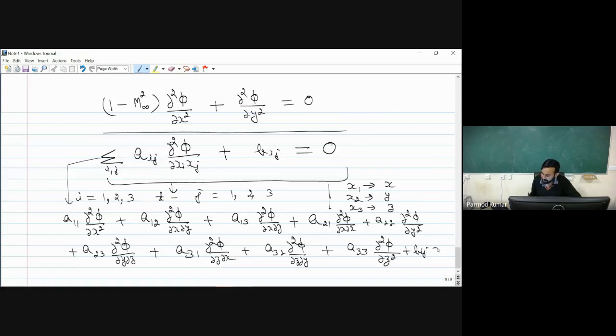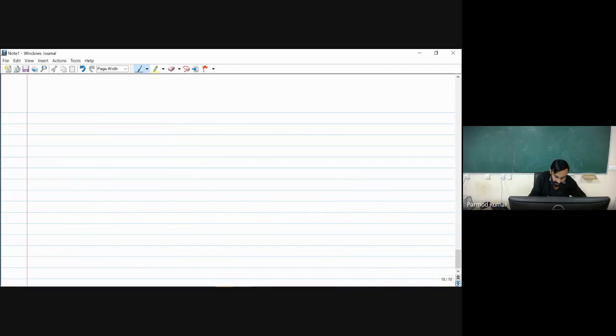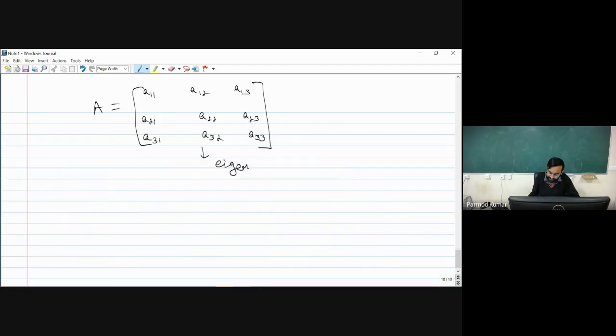So this is my generic equation over here. If I expand it for three dimensions, from here I will be getting some A matrix, which will be A11, A12, A13, A21, A22, A23, A31, A32, and A33. And based on the eigenvalues of this matrix, I can comment on the nature of the equation.